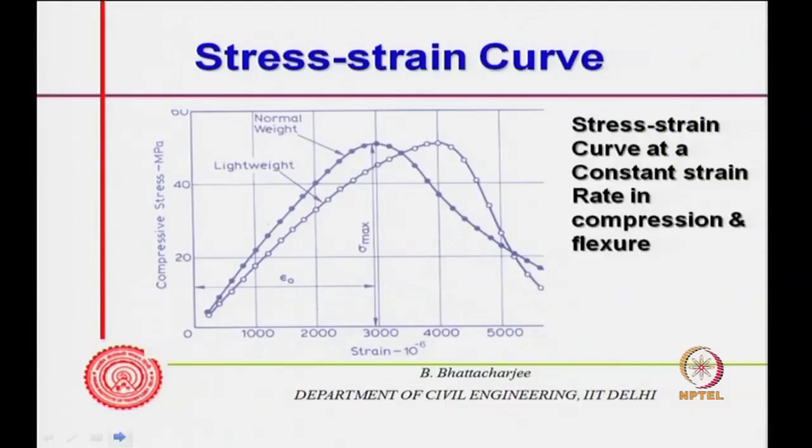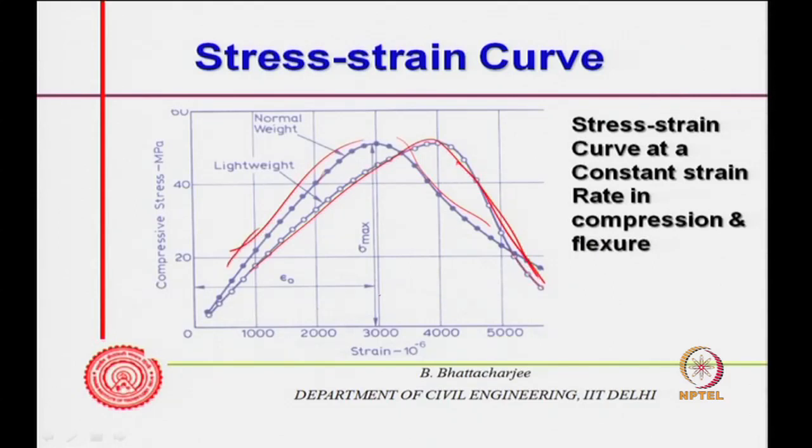So, if you are applying load at a constant rate, you will find that normal weight concrete behaves in this manner, while lightweight concrete shows this kind of behavior, because, since strain rate is there, this portion of the curves becomes available. This behavior is similar in compression as well as in flexure.